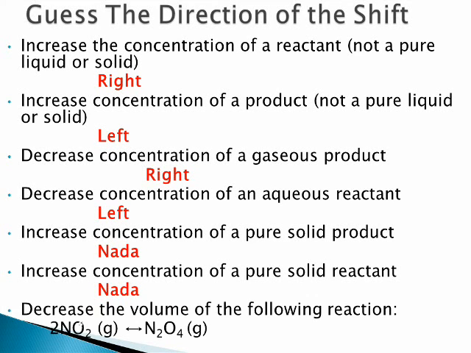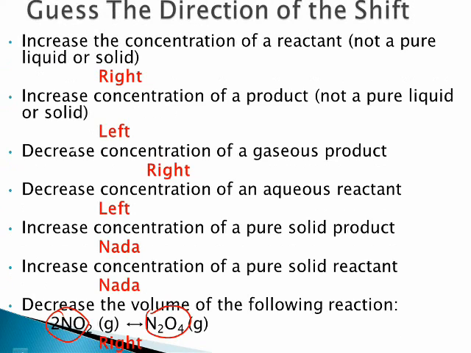What happens if we decrease the volume of the reaction below? So if we decrease the volume of the reaction, it is to the right, the one with the fewer number of molecules. The one on the left has 2 molecules. This only has 1 molecule. So remember, if we're decreasing the volume, we increase the pressure. We want to alleviate that pressure by having fewer molecules there.